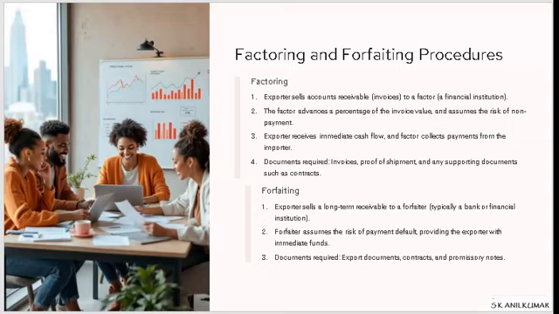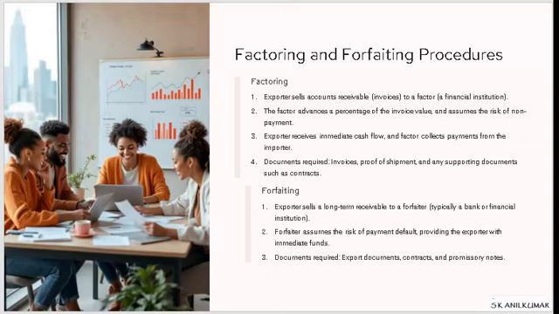The factor or the agency who buys, the financial institution who buys the receivables or the invoices, gives a percentage of the invoice value and assumes the risk of non-payment. Gives a percentage means maybe 80, 90, 95, whatever, and assumes the risk of non-payment by the buyer. The seller receives immediate cash, he gets 90 or 95% immediately, and the factor collects the payment from the buyer at a later date. The documents required could be invoices, accepted invoice, which is a proof of sale and a proof of movement of goods in the form of a BL or a delivery note.